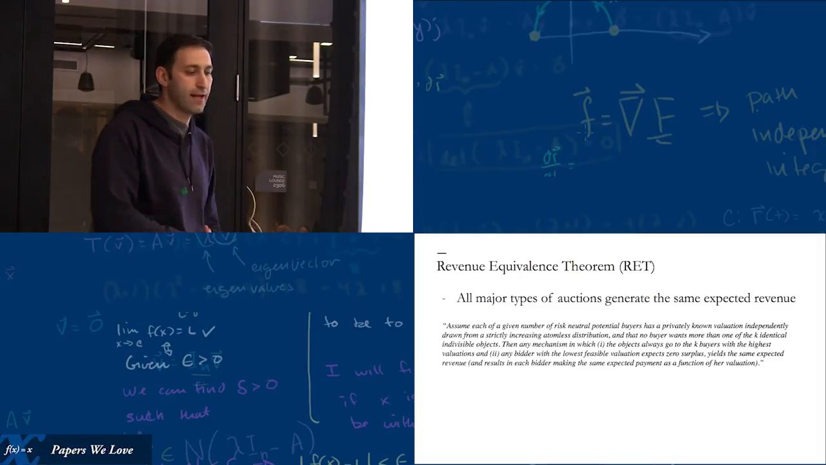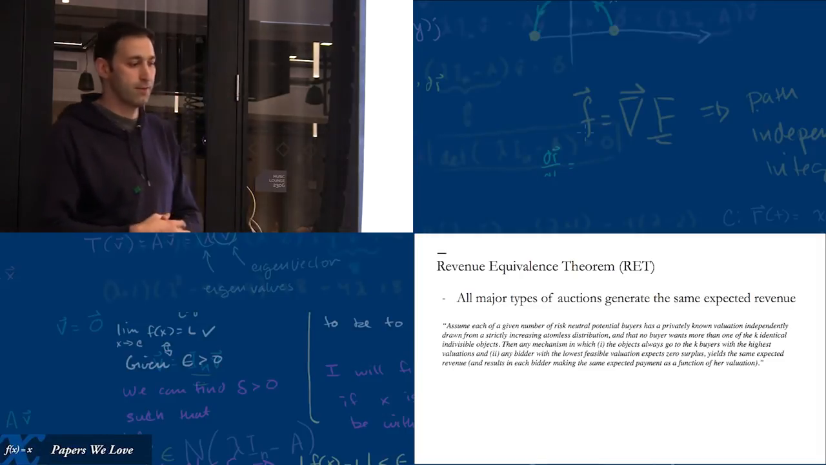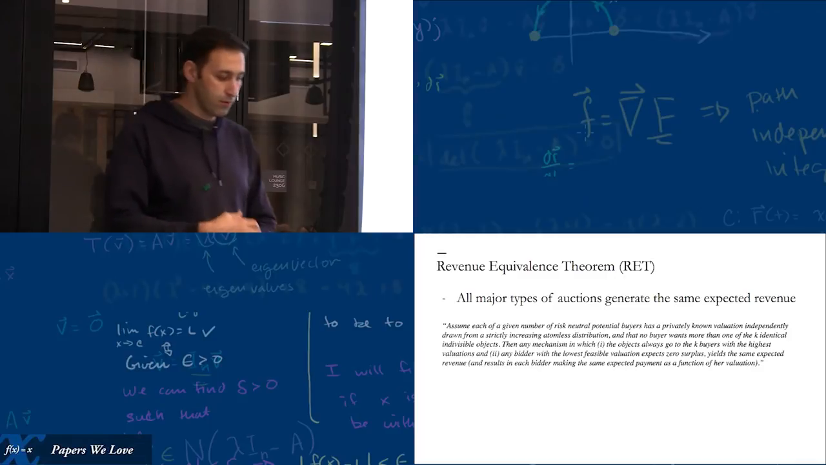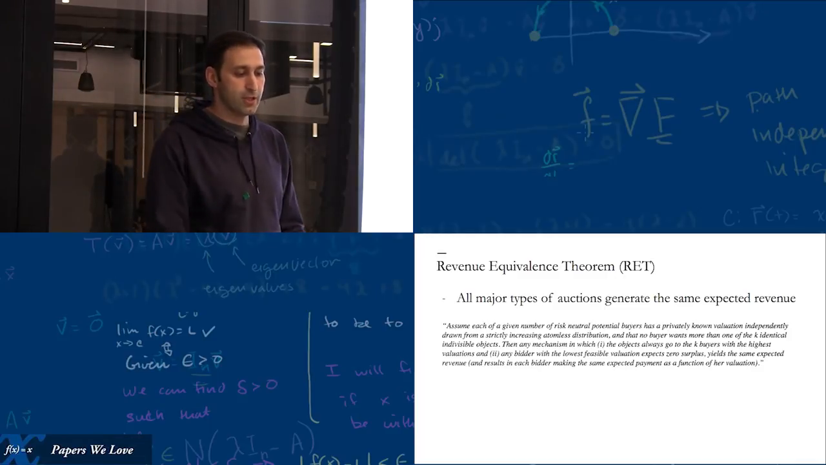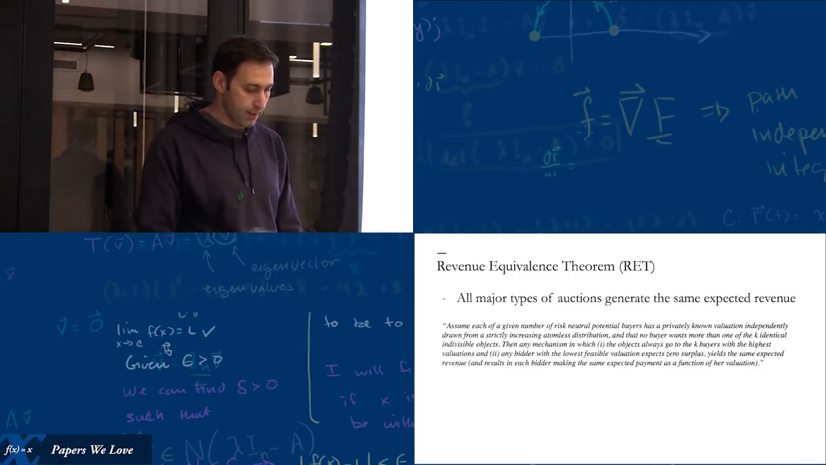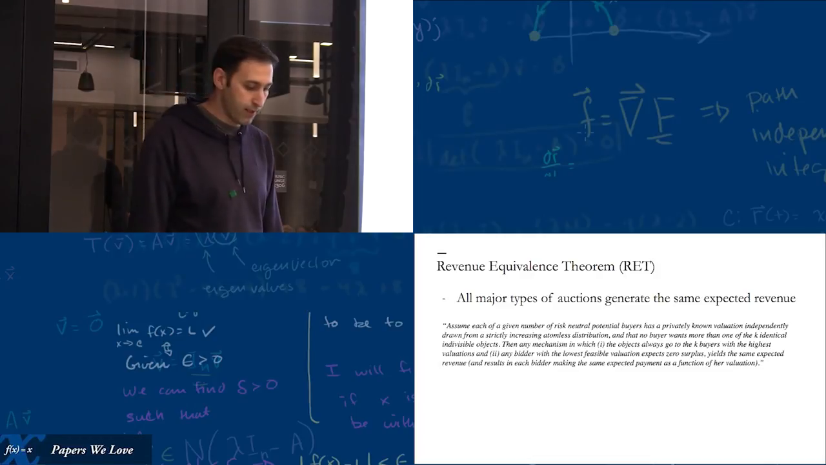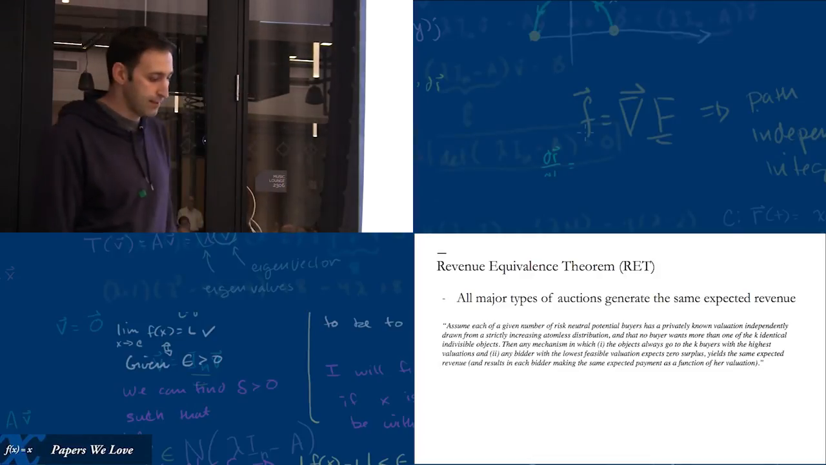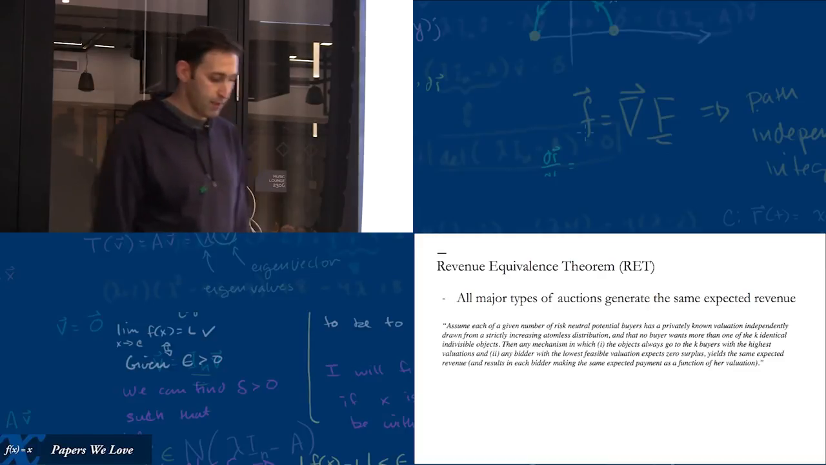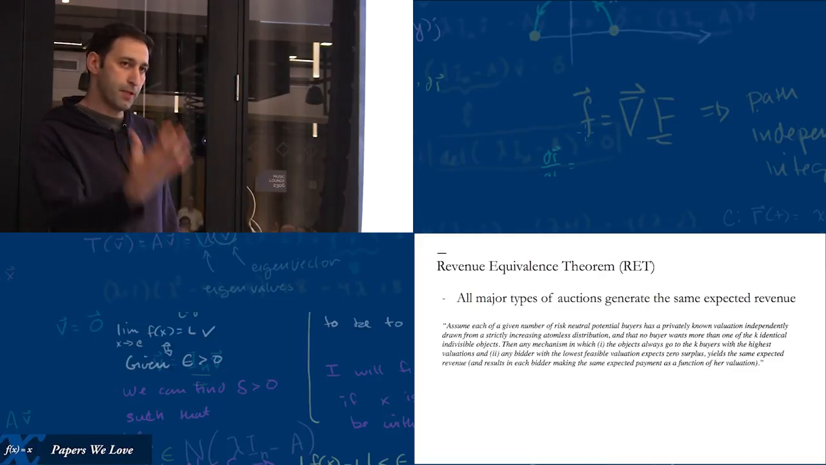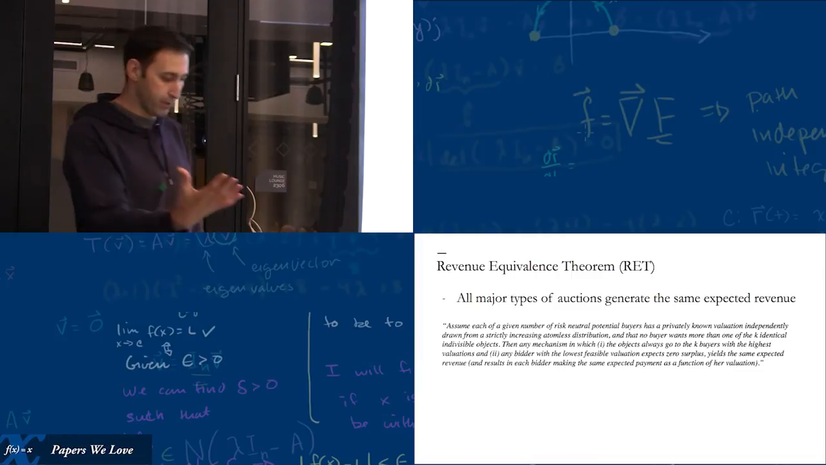All right, the correlated values model is just a generalization of the independent private values model. And it fits the real world a little bit better. That is that everyone estimates a particular object in a particular way.